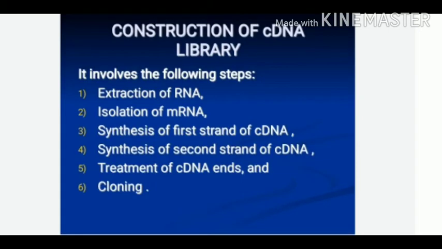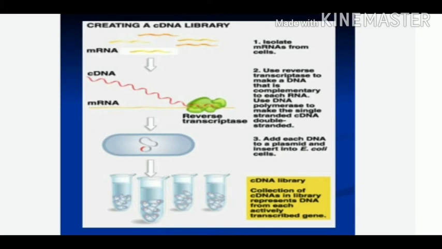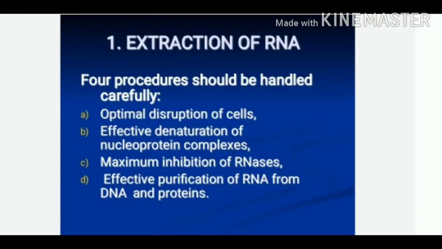The construction of a cDNA library involves the following steps. The first step is extraction of RNA, followed by isolation of mRNA, synthesis of first strand of cDNA, followed by synthesis of its second strand. Next step involves treatment of cDNA ends, followed by cloning into a suitable vector. Now we'll discuss the steps of cDNA library preparation one by one.